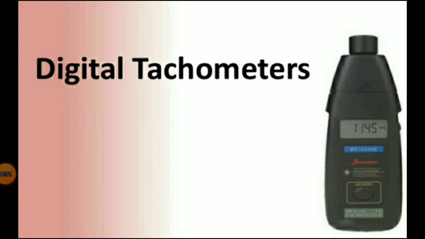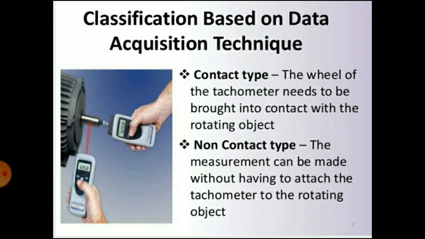Good morning. Today we will discuss digital tachometers and stroboscopic methods for measurement of angular velocity. So the classification of tachometers based on the data acquisition technique: it is classified as contact type and non-contact type.